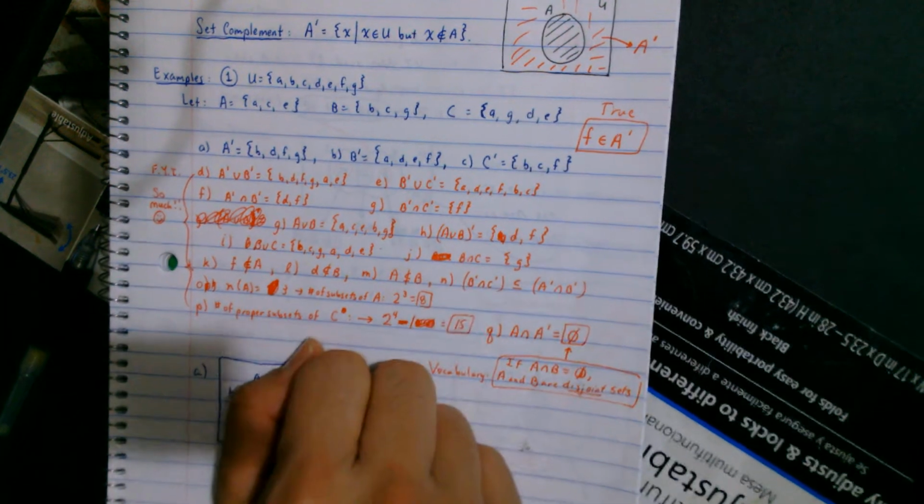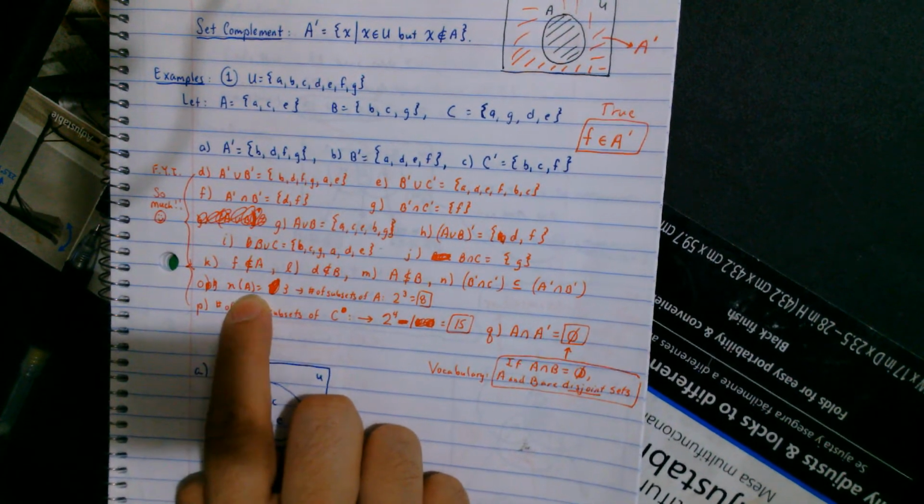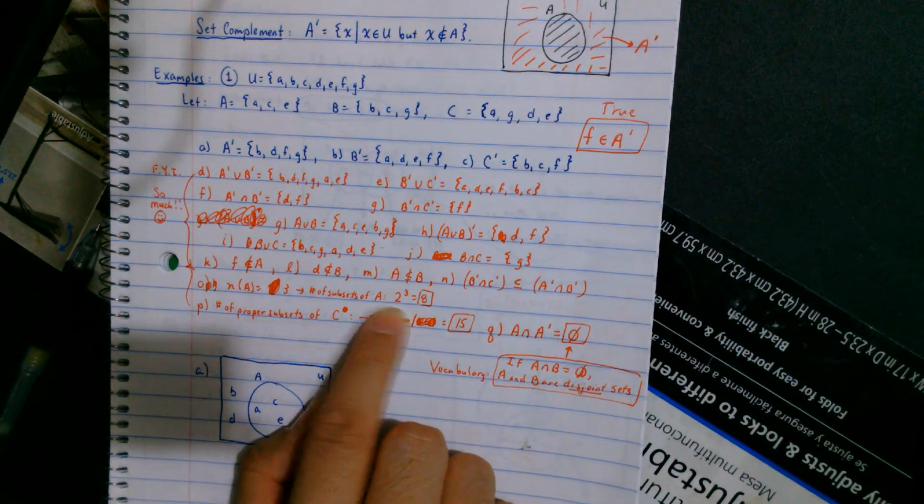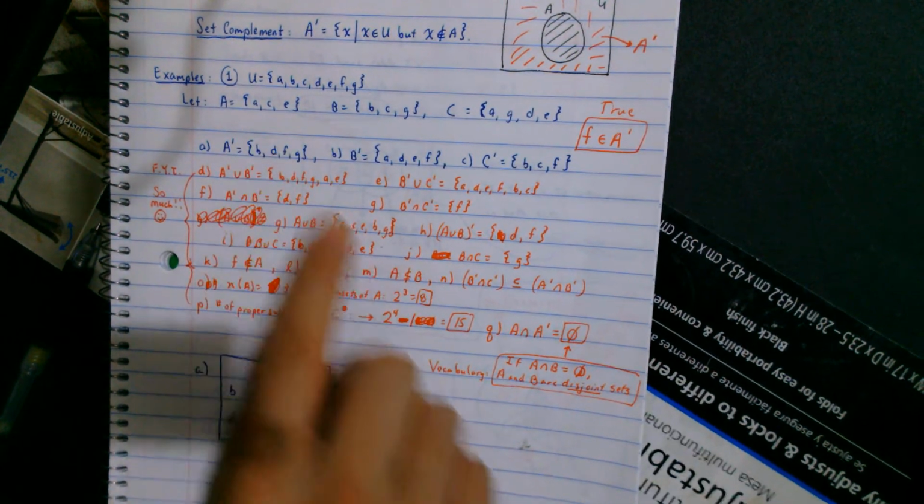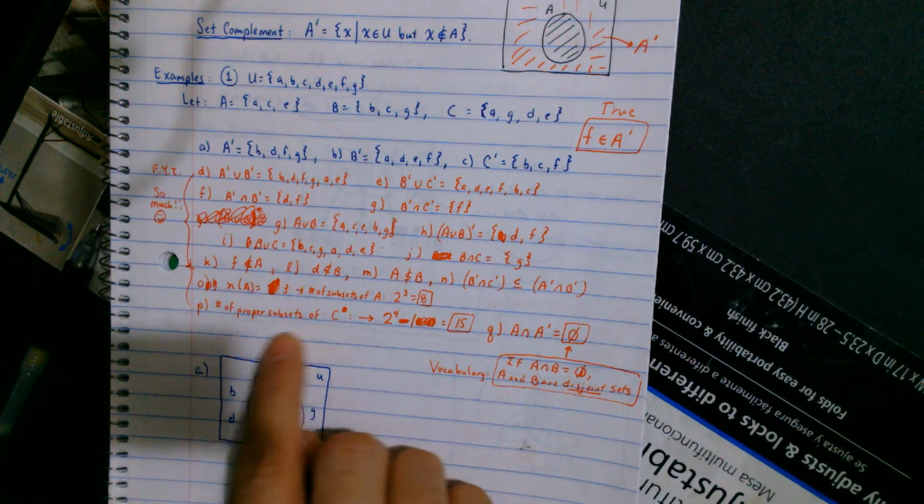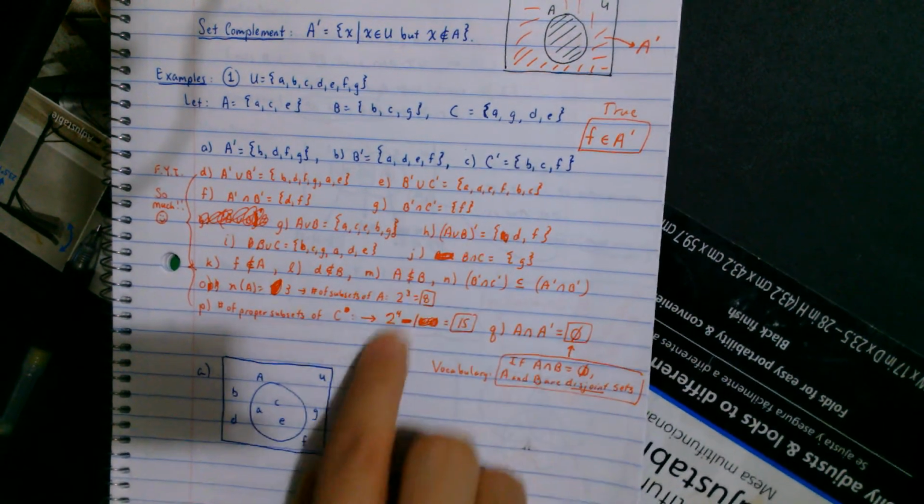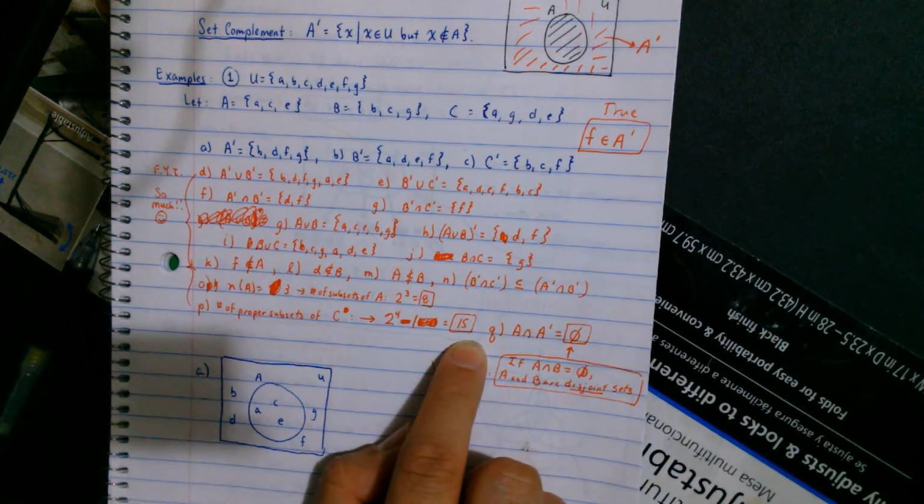So that's true. The number of elements of set A is 3. The number of subsets that set A has is 8. The number of proper subsets of C, there's 4 elements, so 2 to the 4 minus 1 is 15 sets.